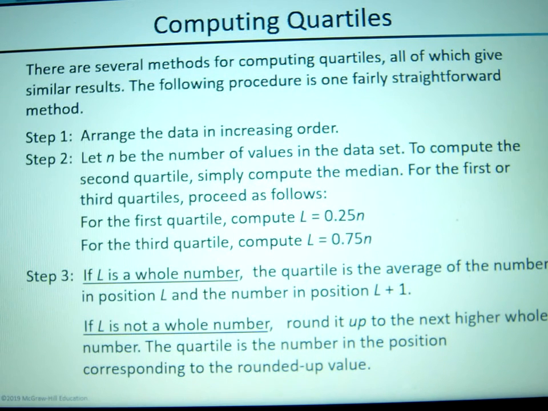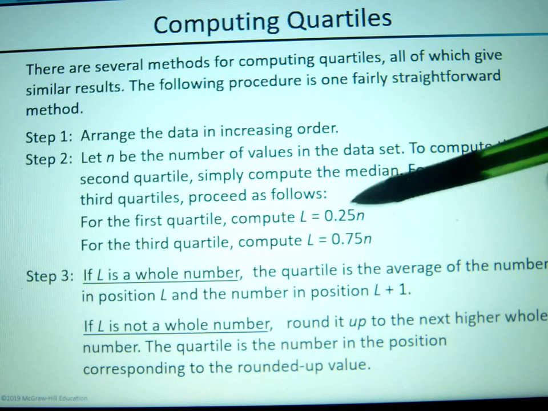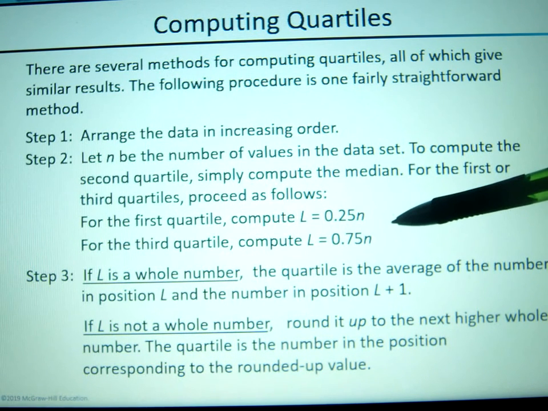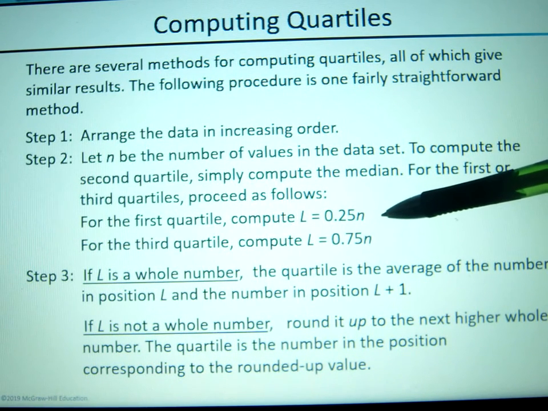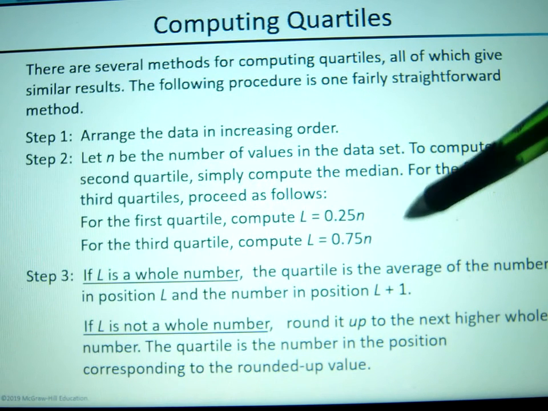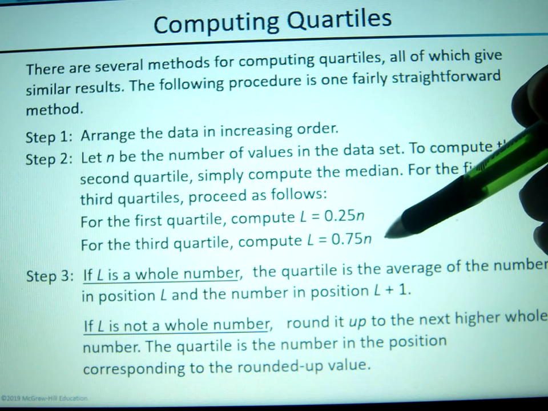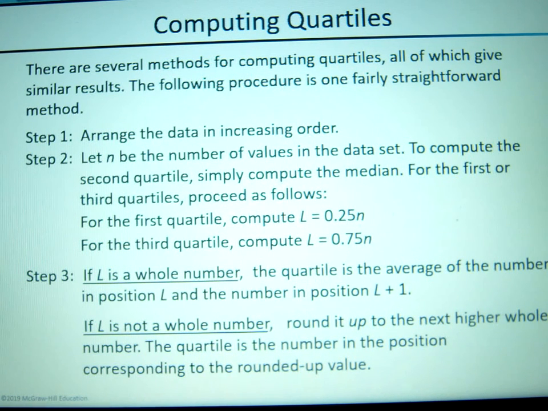But sometimes you don't always have a nice small data set where you can just write them all out and count. So what you can do is, for the first quartile, multiply 0.25 times n, which is the number of values in the set, and it'll tell you what position the first quartile is in. Likewise, for the third quartile, you can multiply 0.75 times, again, the number of values in the set, and it will tell you what position the third quartile is in.